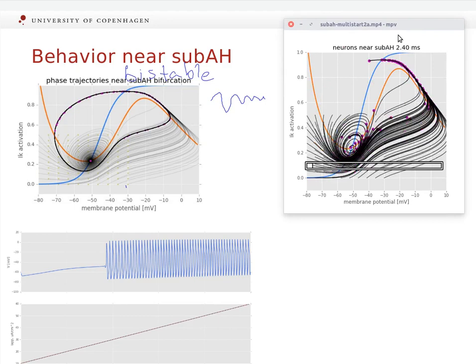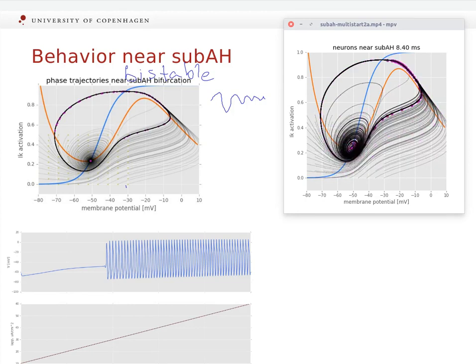So here we go again. We start from a lot of different starting points, and some of these starting points converge to a resting state and some stay on a sustained spiking regime.